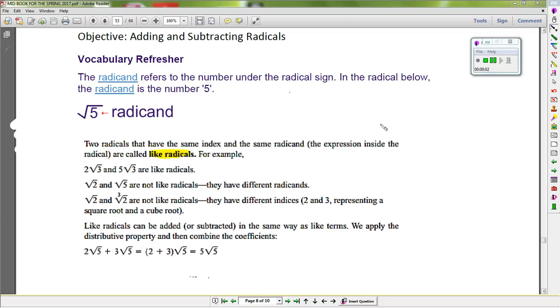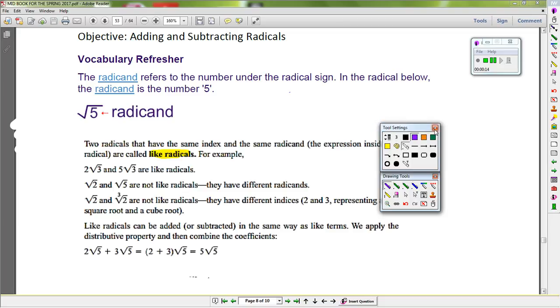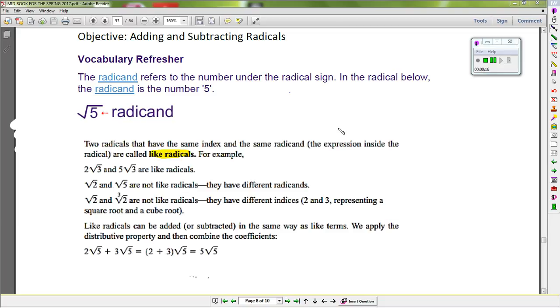The objective for this video is adding and subtracting radicals. So let's just refresh our memory. First of all, the number under the radical sign, we call the radicand. The number outside, in this case you don't see anything here because this is the invisible number. By default this is a 2, so this number we call the index, or we call this the root, and then this symbol we call the radical.